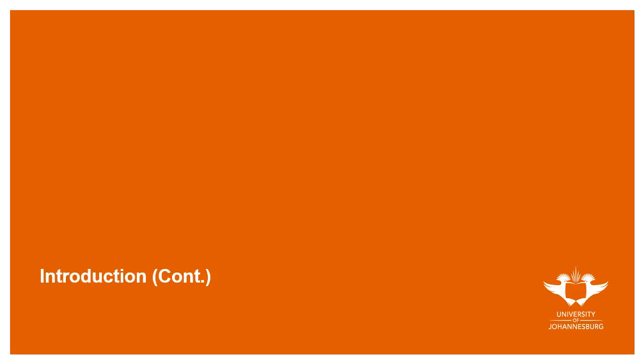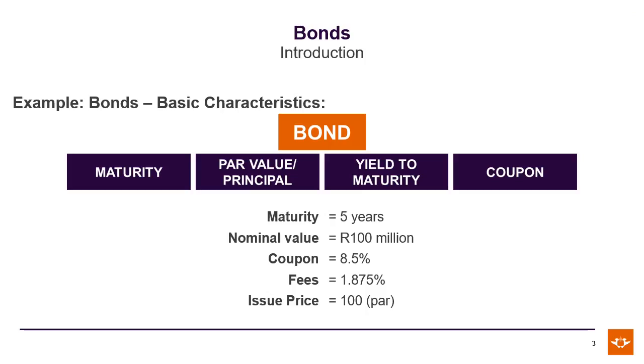We're going to look in some detail at what a bond and its cash flows look like from the point of view of the investor and the issuer. So we have a bond with a 5-year maturity. Its nominal value is 100 million rand. It has an 8.5% coupon. It has fees of 1.875% and its issue price is 100. So its par is 100.